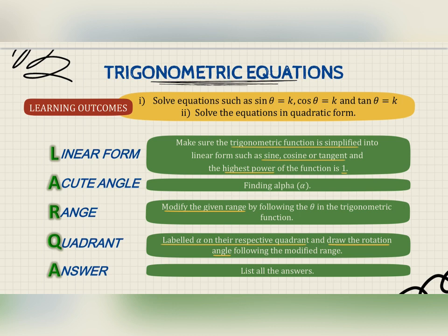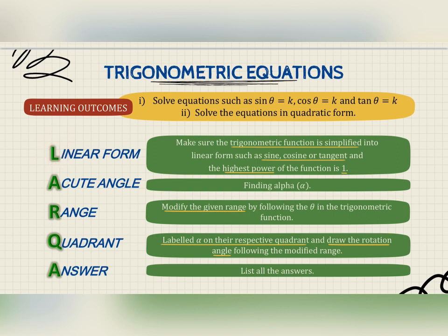kita akan gunakan teknik larka. Okay, so ini adalah steps lah sebenarnya. Okay, so larka itu apa? Larka represent L untuk linear form, A adalah untuk acute angle, R range, Q quadrant dan A adalah answers. So apakah itu linear form? Okay, so bila dapat soalan, so first of all kita akan write dia in terms of L.